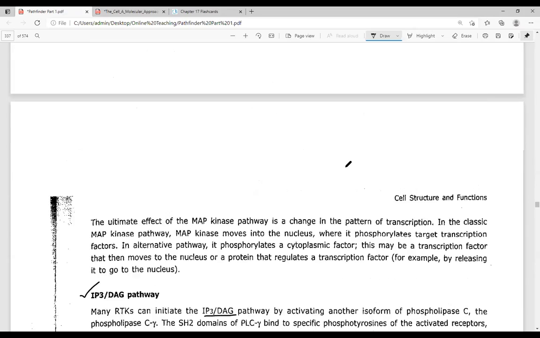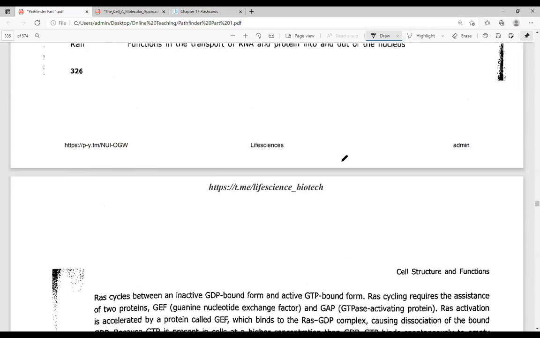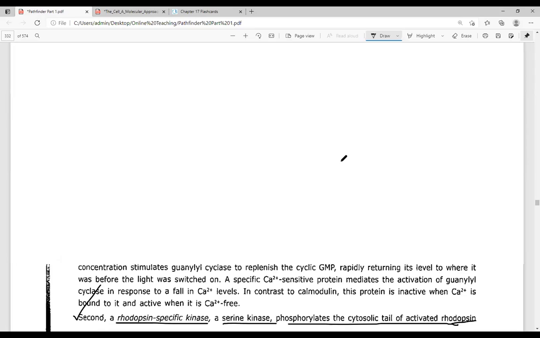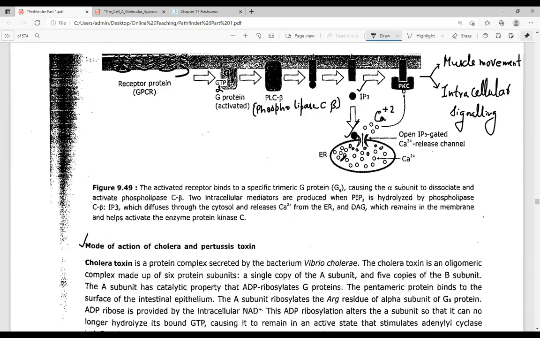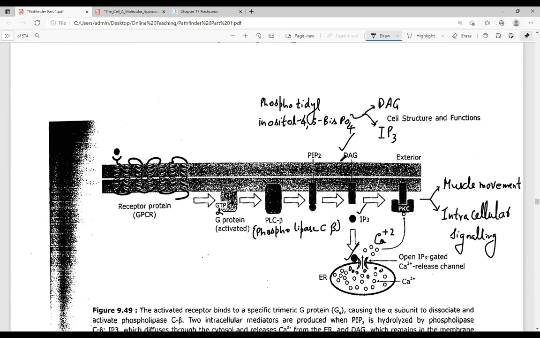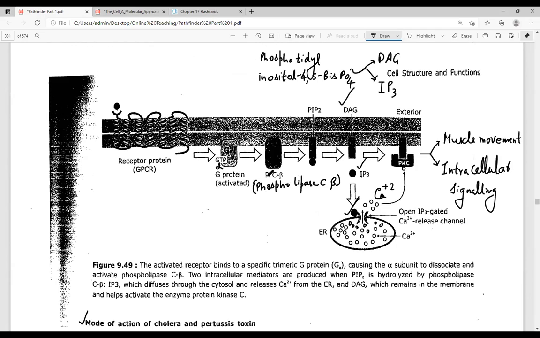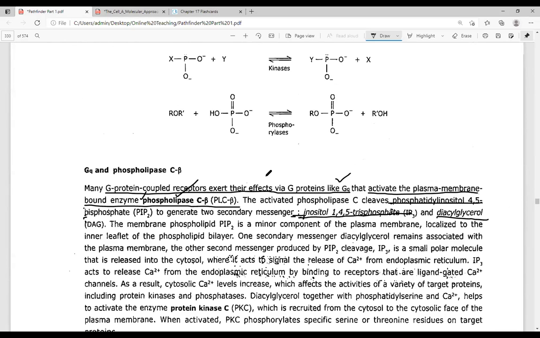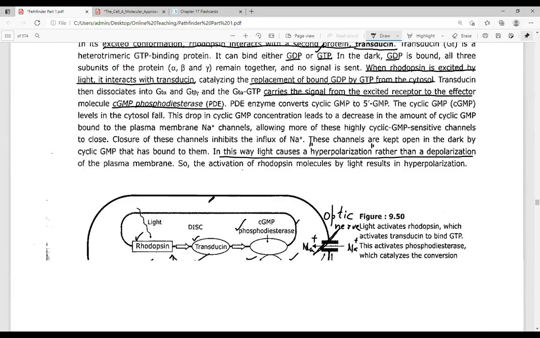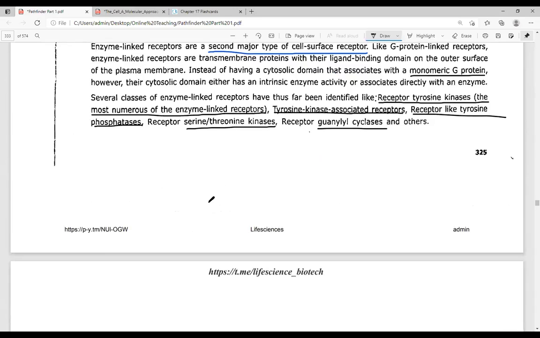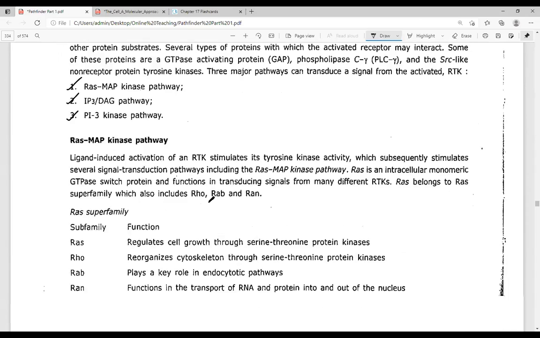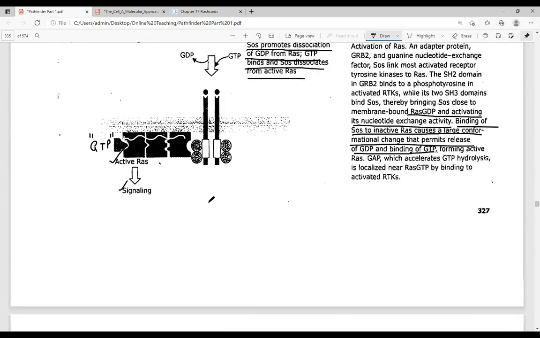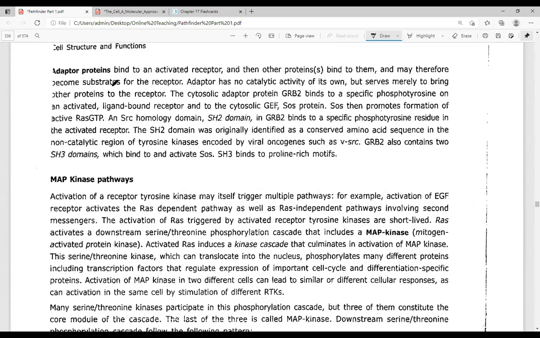Just there it was phospholipase C beta, and here it is phospholipase C gamma. This is the major difference between the GPCR and the receptor tyrosine kinases that you can find here.